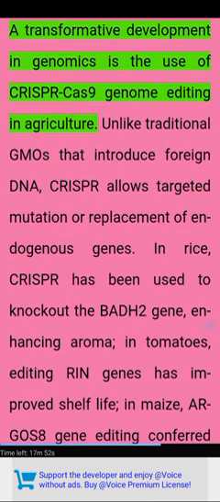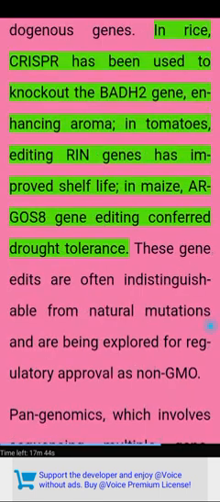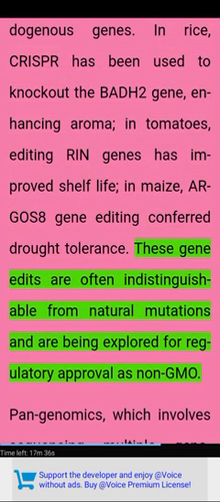A transformative development in genomics is the use of CRISPR-Cas9 genome editing in agriculture. Unlike traditional GMOs that introduce foreign DNA, CRISPR allows targeted mutation or replacement of endogenous genes. In rice, CRISPR has been used to knock out the BADH2 gene, enhancing aroma. In tomatoes, editing RIN genes has improved shelf life. In maize, ARGOS8 gene editing conferred drought tolerance. These gene edits are often indistinguishable from natural mutations and are being explored for regulatory approval as non-GMO.